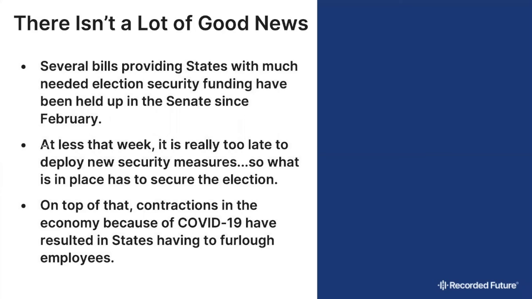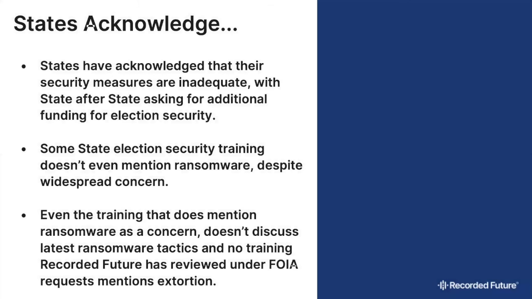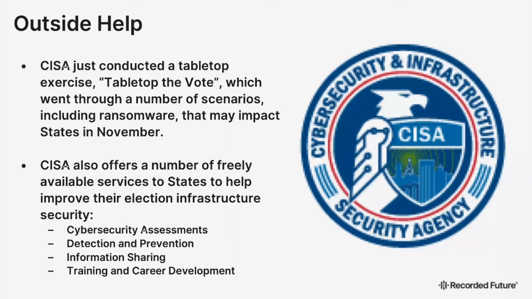Unfortunately, several bills providing states with much needed election security funding have been held up in the Senate since February. That's a problem. Obviously, at this point, it's too late anyway. Then we add to that contractions in the economy because of COVID-19 have resulted in states having to furlough employees, including IT and security staff. States have acknowledged that some of their security measures aren't adequate and continue asking for additional funding for election security. We were worried that a lot of state election security training didn't even mention ransomware. Again, at this point, that's probably a little too late. But it is worth noting that not all the states are up to date on the latest training capabilities.